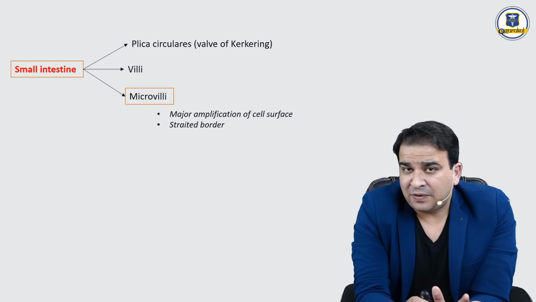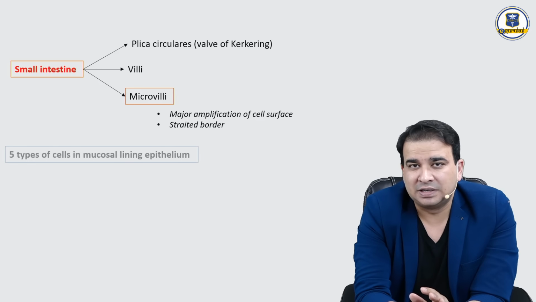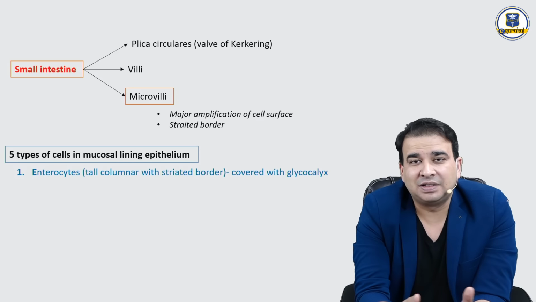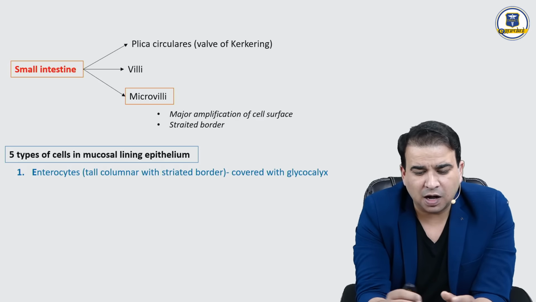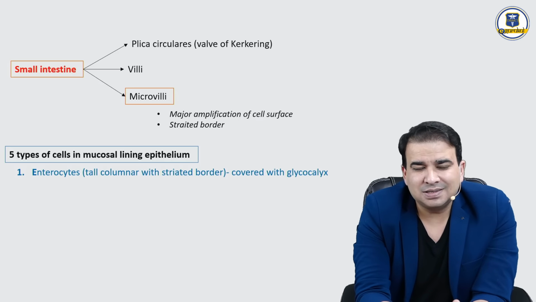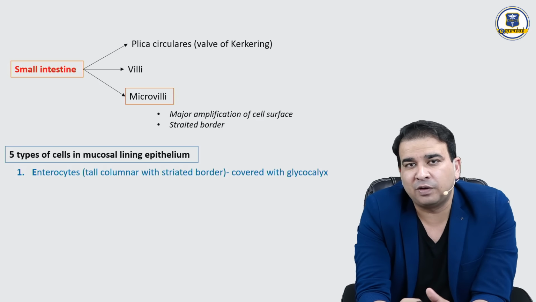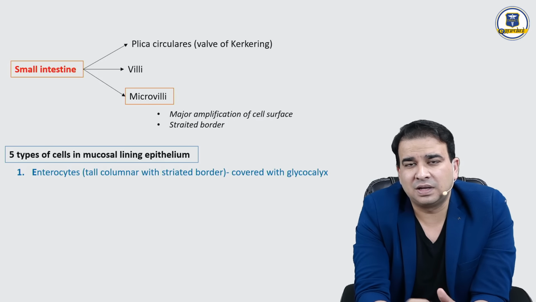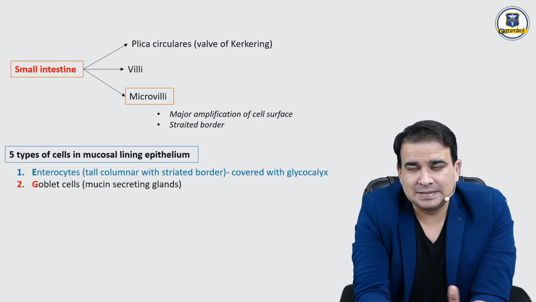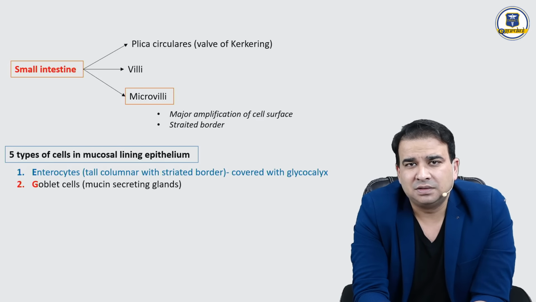The five types of cells present in the small intestine are, one, obviously the enterocytes, which we said have the striated border. These are the tall columnar cells, the predominant cell, and they are covered with a secretion, the glycocalyx. Glycocalyx is a glycoprotein, and it helps in the absorption of certain amino acids and sugars. Another type of cell is the goblet cell, the mucus-secreting unicellular gland.